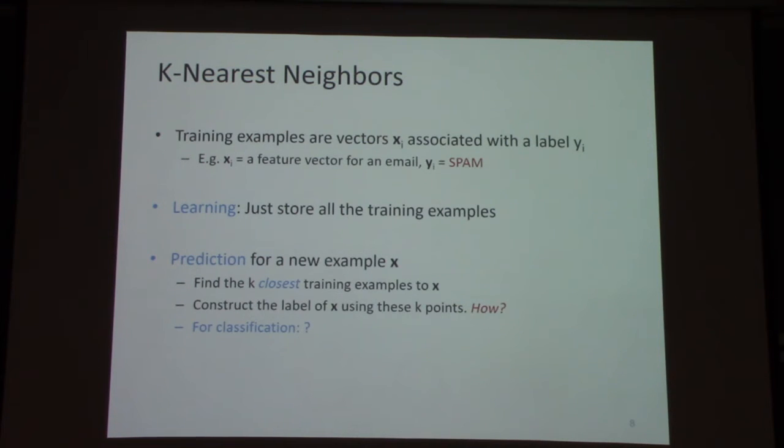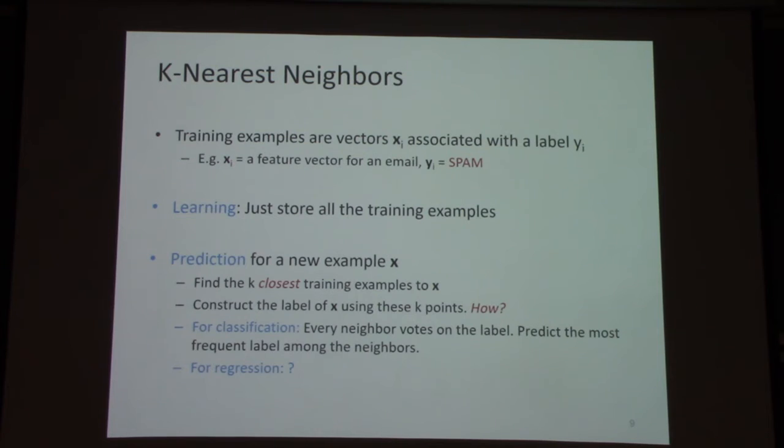Voting. You take the majority label. So you have K points, all of them have some label. You take the most frequent label in that lot. Yes? So when you find the K nearest points, are they all weighted equally when you're deciding? Good question. In the vanilla version, yes, but perhaps they need not be.